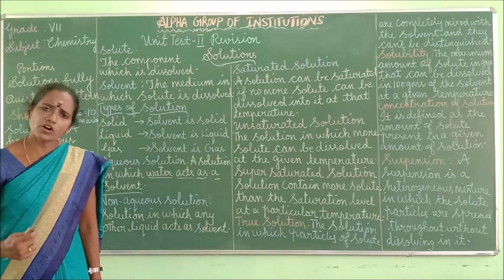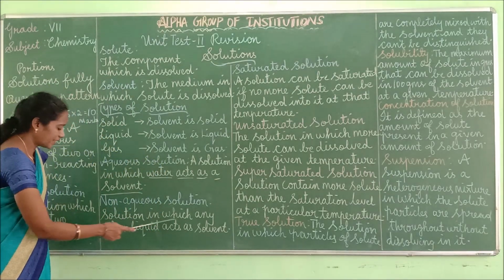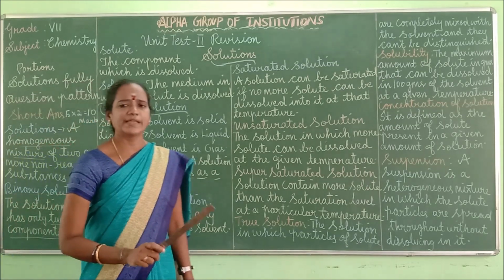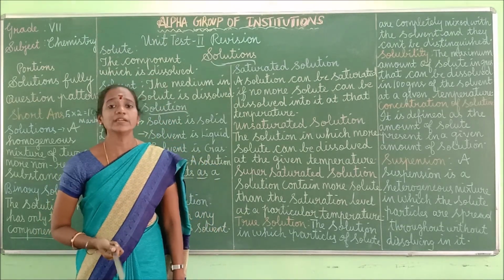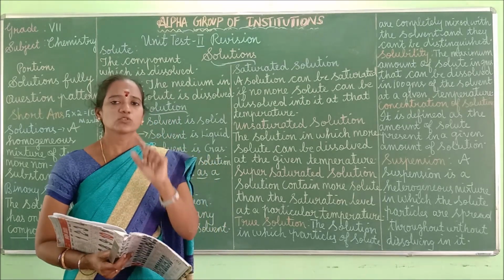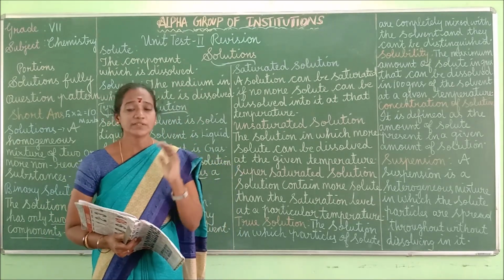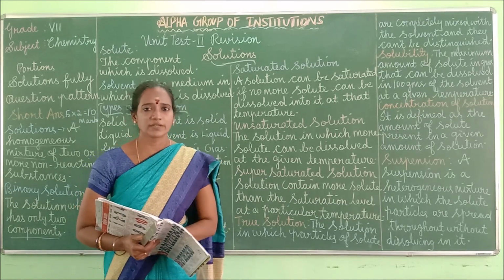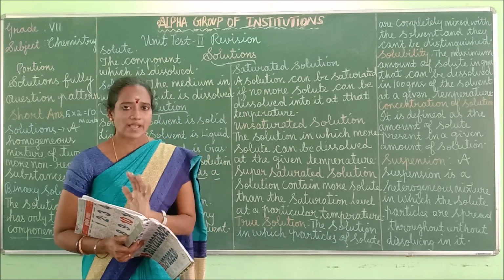Then what is meant by non-aqueous solution? Just the opposite. Here, a solution in which any other liquid acts as a solvent other than water. So a solution in which a liquid other than water acts as a solvent is called non-aqueous solution. You should understand the difference between aqueous and non-aqueous solution. Aqueous solution means water acts as a solvent, whereas in non-aqueous solution, any liquid other than water acts as a solvent.